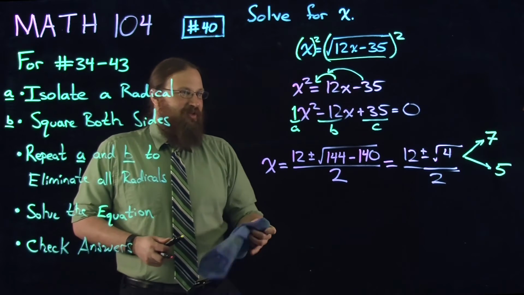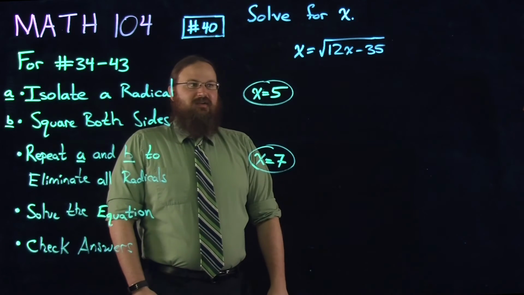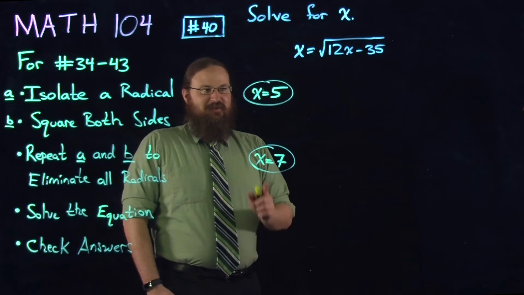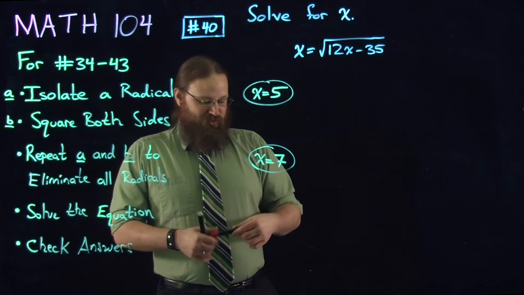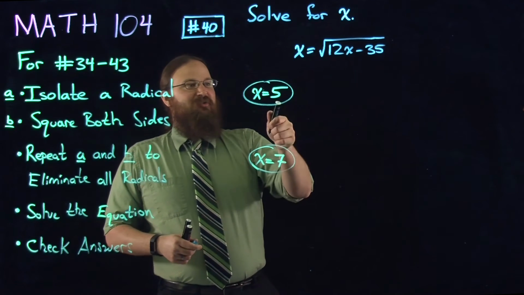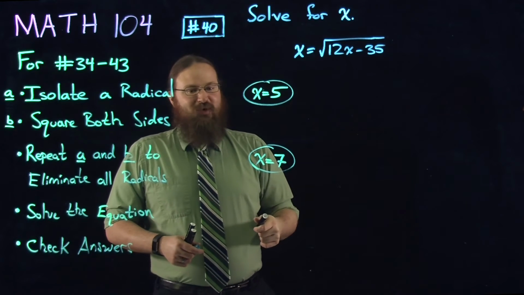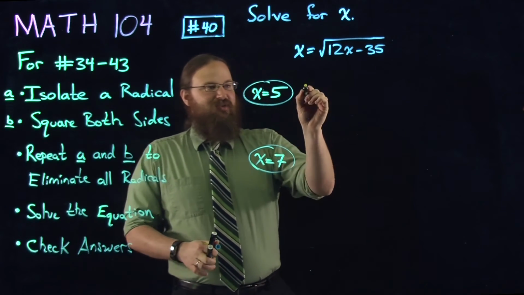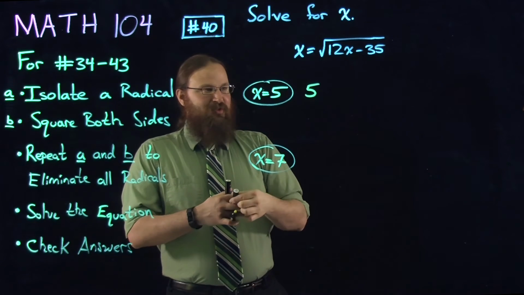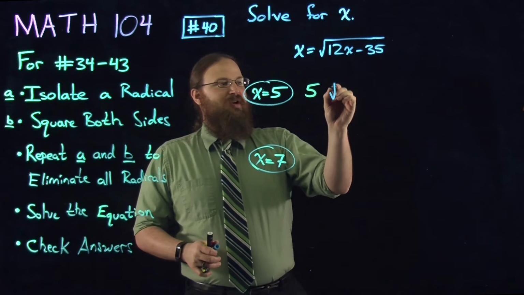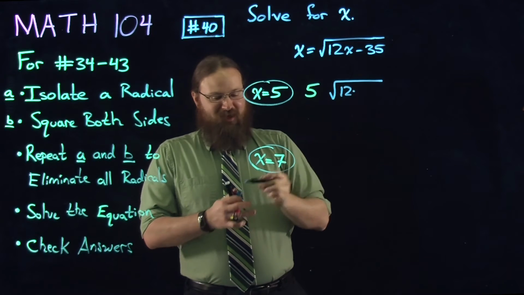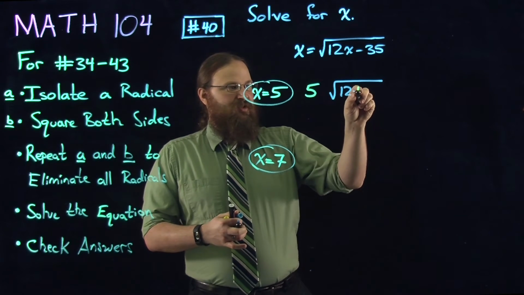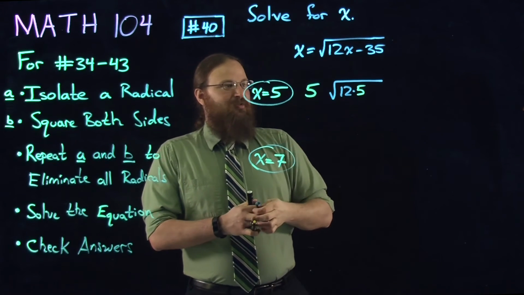So let's reset a little bit. Okay, so at this point we have two solutions that we have to check. So let's go ahead and check them. We'll take x equals 5 and we'll plug it in, see if the equation is satisfied. So the first thing we'll do is plug in 5 for x, and we'll try to see if it's equal to the right-hand side, which is the square root of 12 times 5, because that's what is taking the place of x, minus 35.